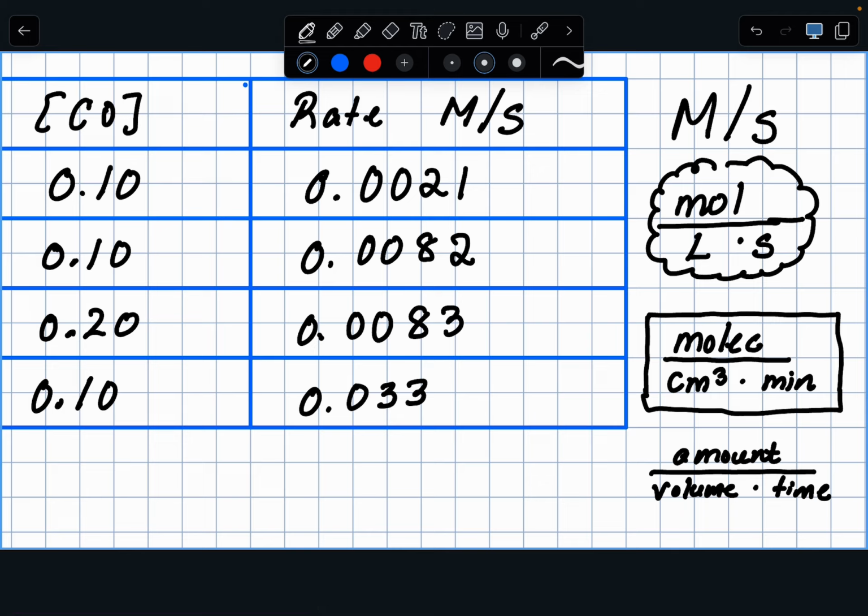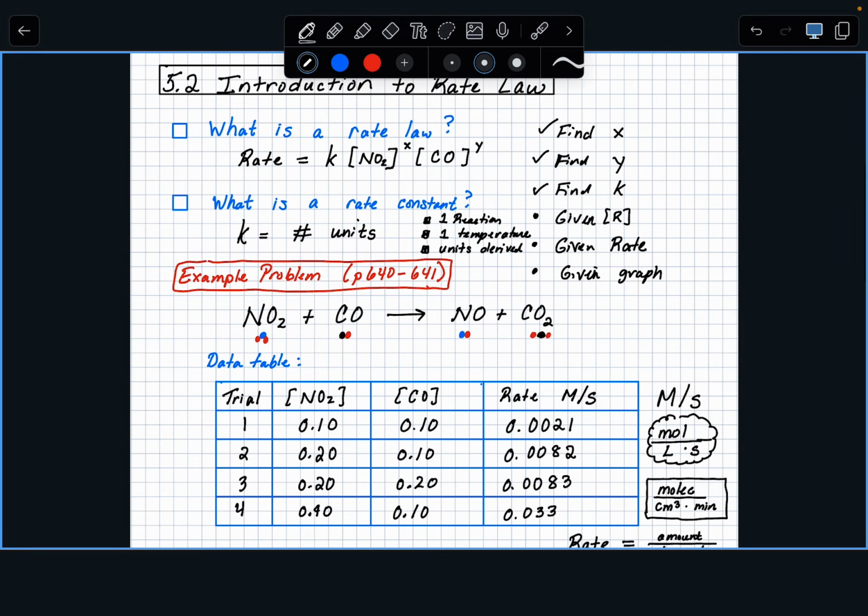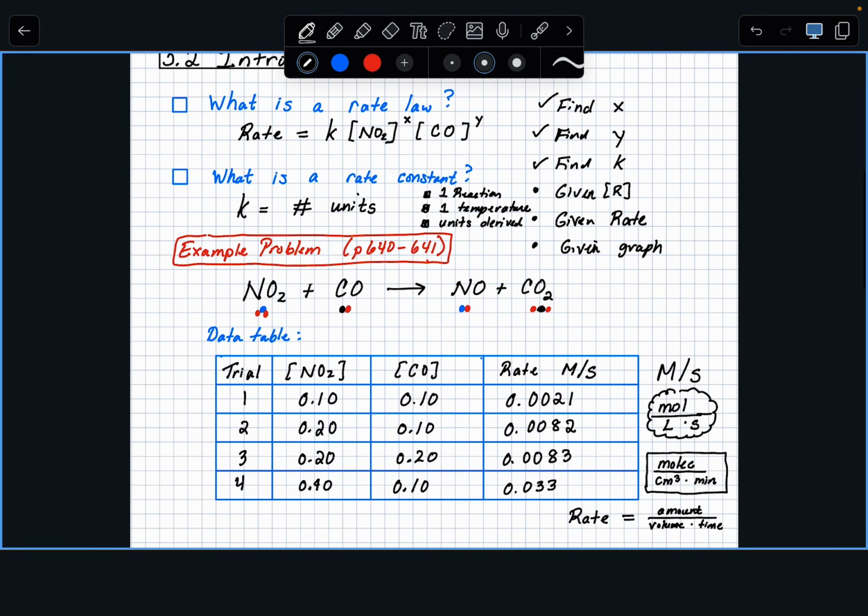So for the units for rate, when you say something has a rate, those units have to be an amount and a volume and a time. So watch your units of rate, because the AP test or AP test raters might not have them in just moles per second. Okay, so that's sort of our beginning of it.